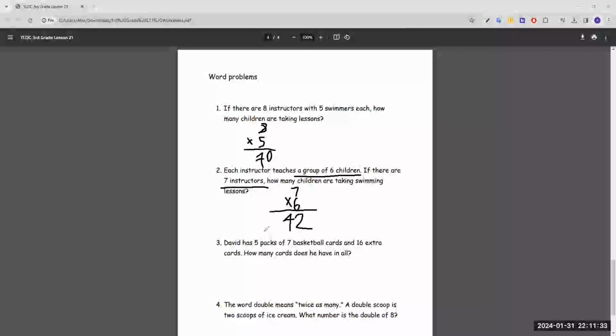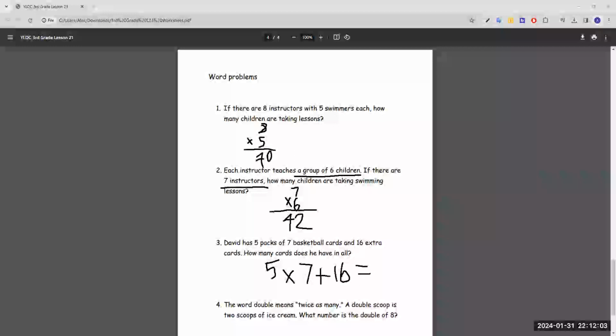Number 3, David has 5 packs of baseball cards and 16 extra cards. How many cards does he have in all? So we can represent this word problem in an equation. And 5 packs of 7 baseball cards, that's the same as saying 5 times 7, because there's 5 packs and each pack has 7 cards. And we would also add 16 because there's 16 extra cards.